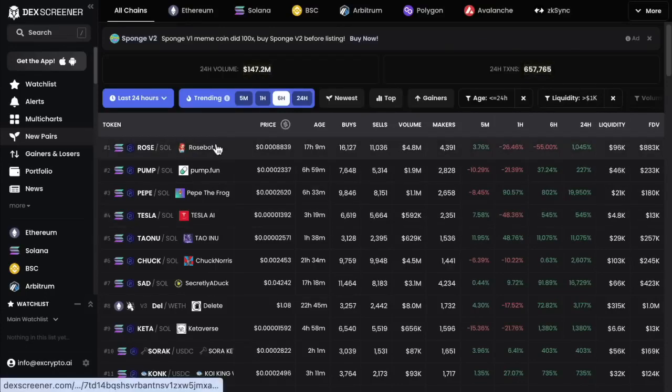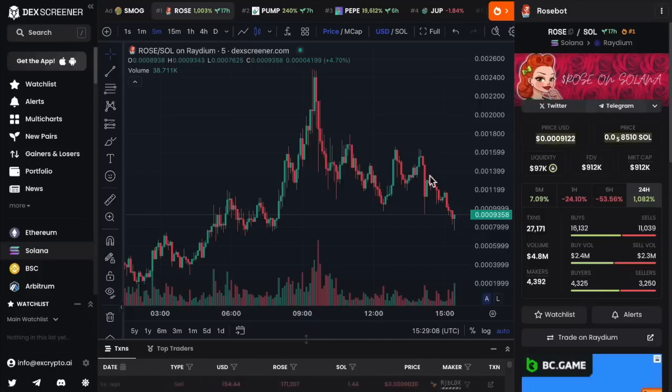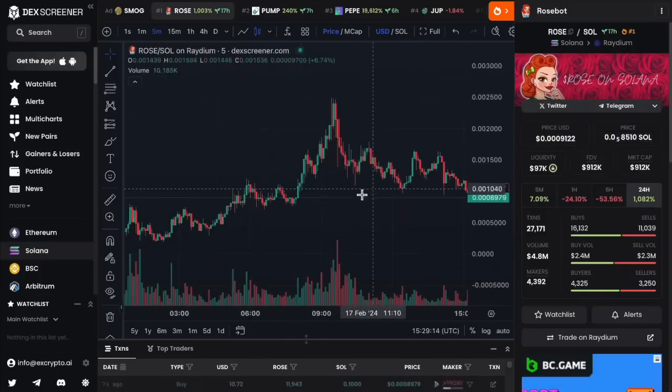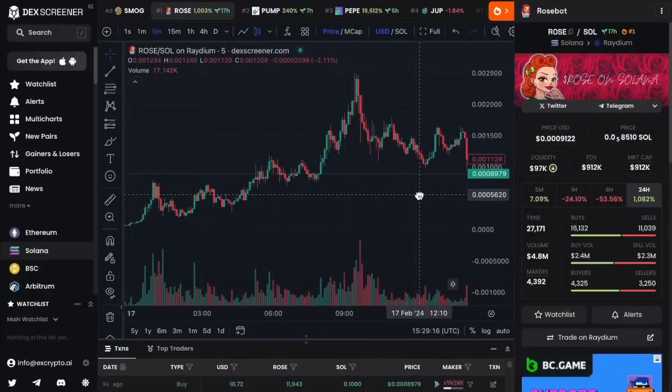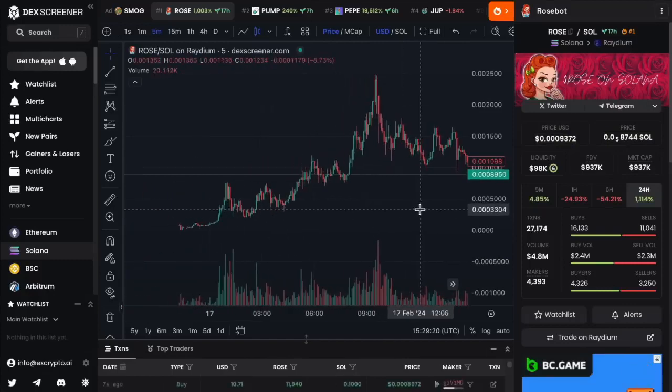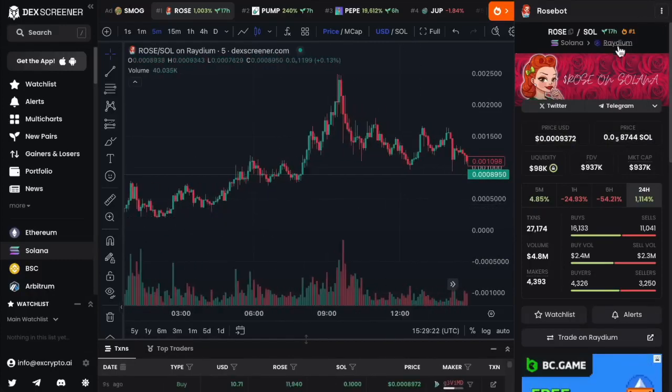So we're going to open this random collection first. This is called Rosebot. And the first thing you want to do, let's say you were just opening this randomly, is look at the chart. You'll see it's a candlestick type of chart. I'm going to assume most of you watching are complete beginners, so this is how you would analyze, and I'm going to make it as basic as possible.